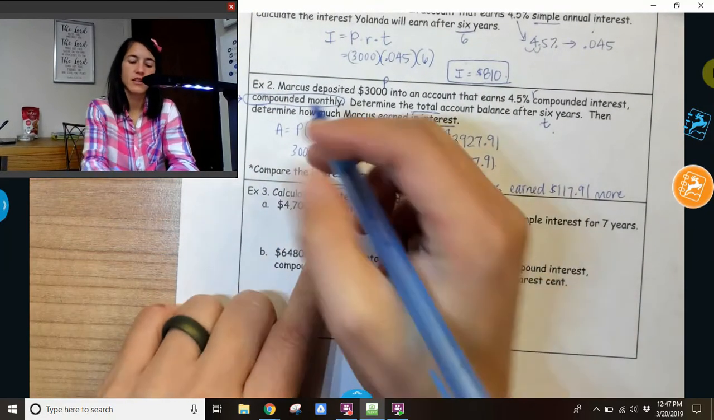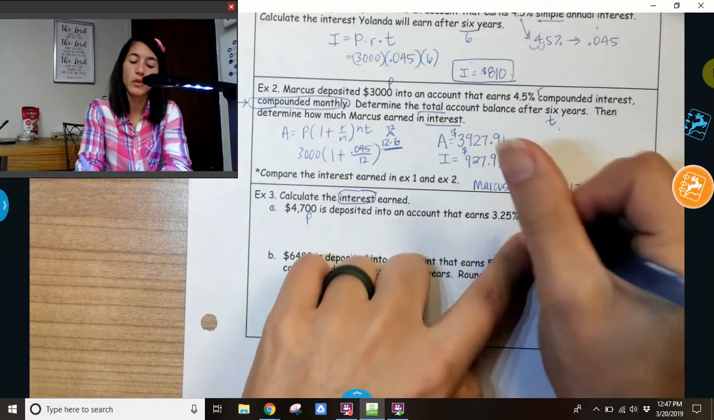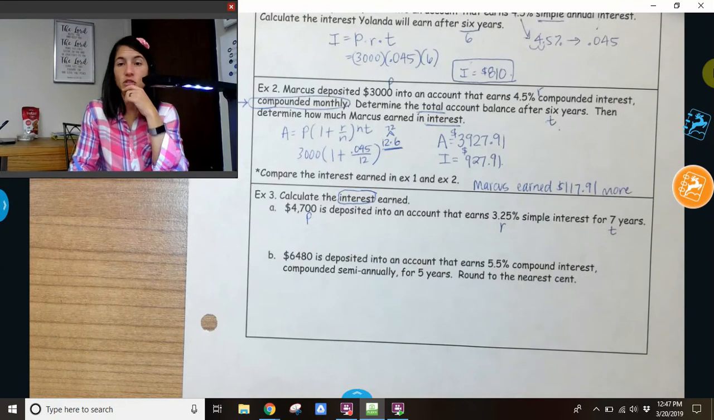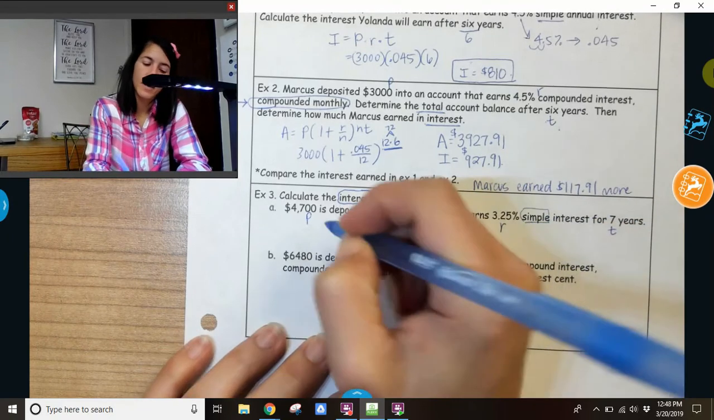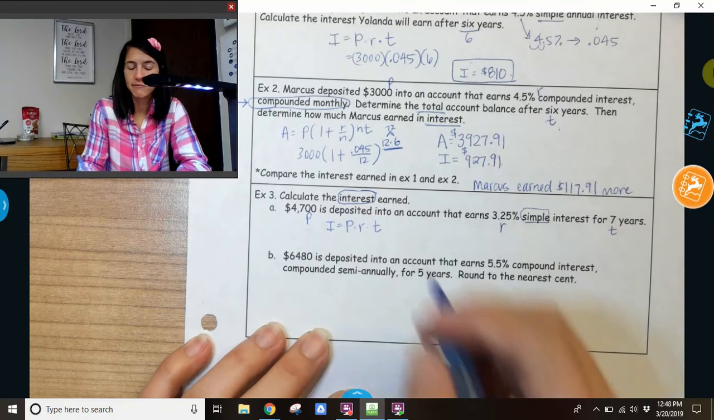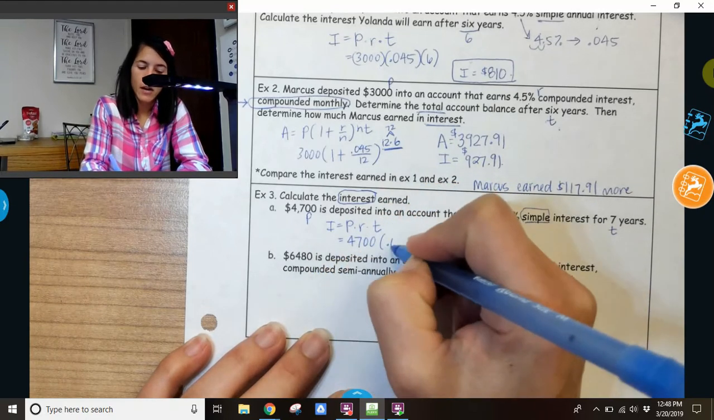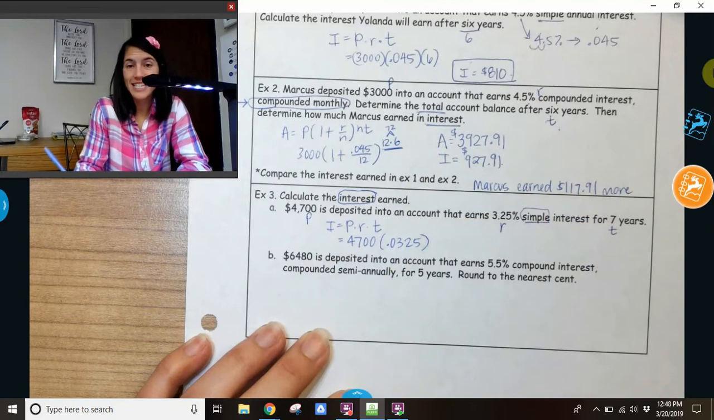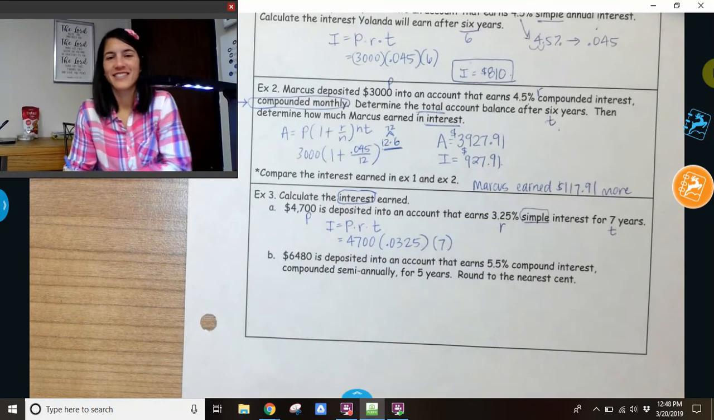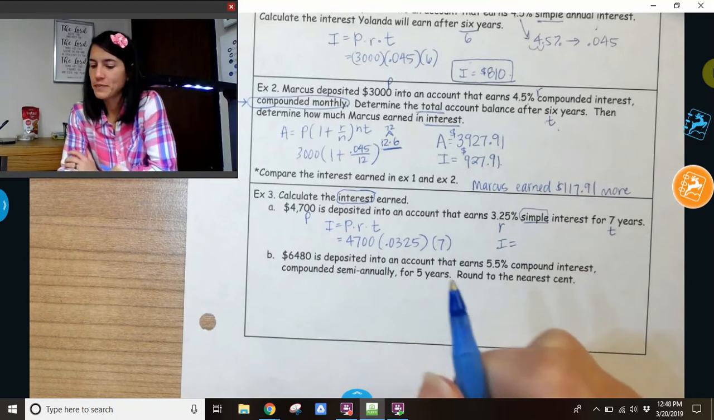$4,700 is deposited, so that's my P, into an account that earns 3.25% simple interest, that's my R, for 7 years, that's my T. Because this has the word simple in it, this is simple interest, I equals P times R times T. So I type in, remember, change that to a decimal. And then 7 years. I'm going to type all that into my calculator, and I've already done it.